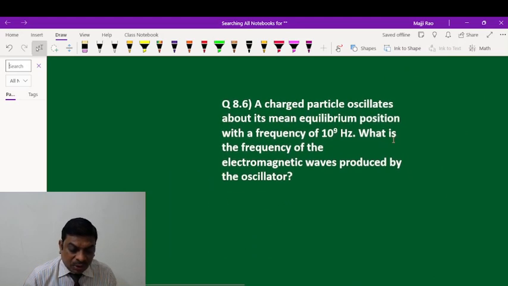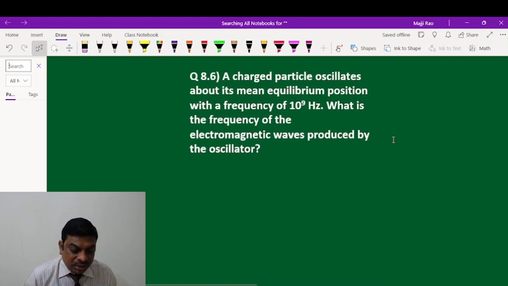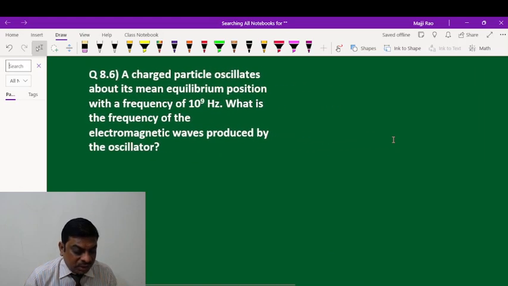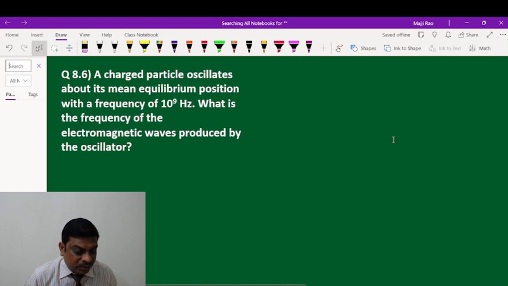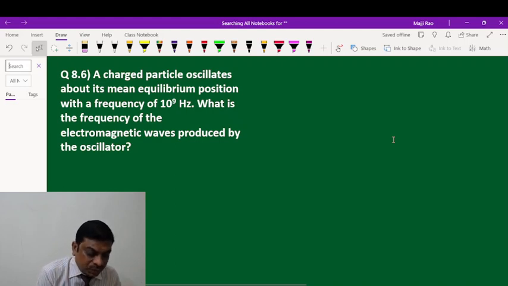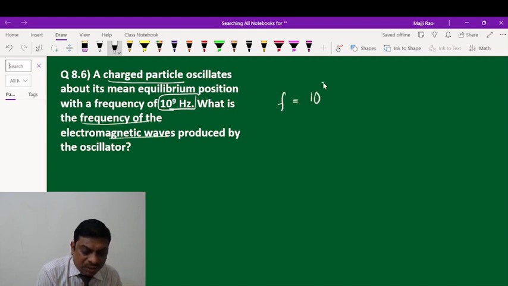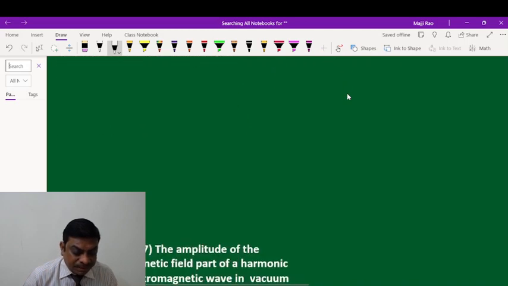Moving to the next question, students. A charged particle oscillates about its mean position with a frequency of this much. What is the frequency of the electromagnetic waves produced by the oscillator? As we know, students, what will be the frequency of the source? Here the source is the charged particle. The same frequency as the source will be the frequency of the electromagnetic wave. So the frequency of the electromagnetic wave will be exactly 10 to the power 9 Hz without any doubt.